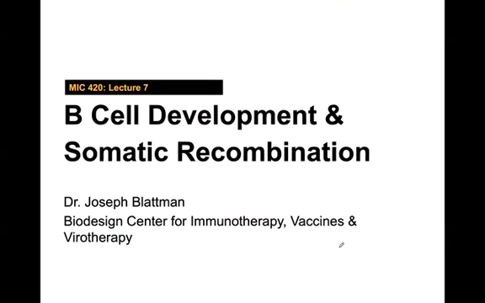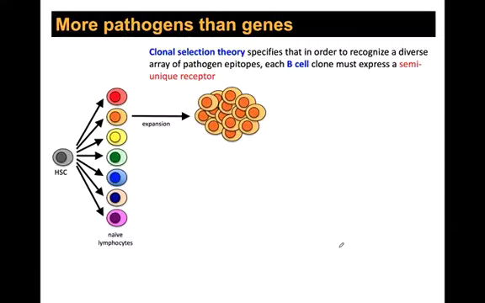Right, so today we're going to start talking about B cell development, and in particular, we're going to cover several times today somatic recombination, which is not as difficult as it sounds, but it is a necessary step for B cell development. And if we go back to the clonal selection theory that was proposed by Burnet and Talmage, in the naive B cell or naive lymphocyte population, every B cell has a unique receptor, and only the B cells that are specific for some antigen are going to proliferate and respond and start making antibodies.